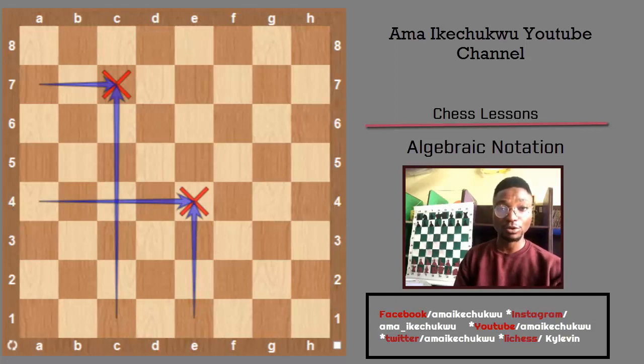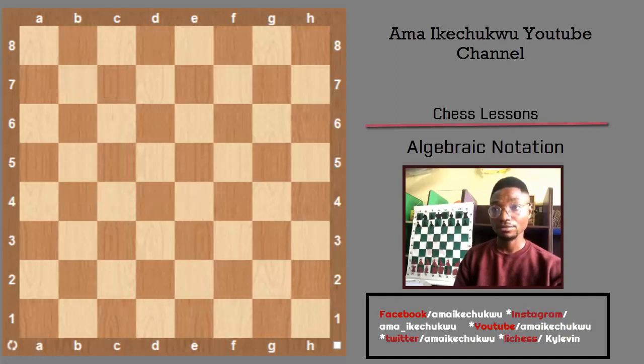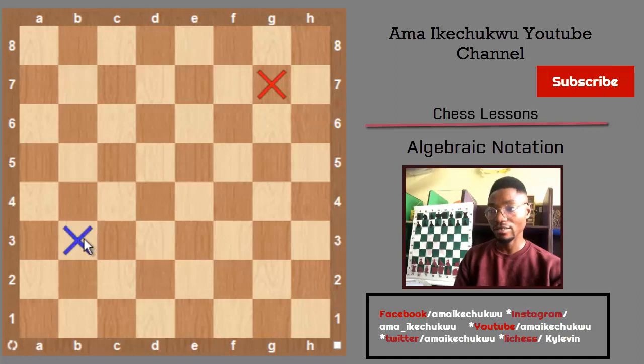Try to solve this and drop your solution in the comment section box. What is the name of this square? And also, what is the name of this particular square?